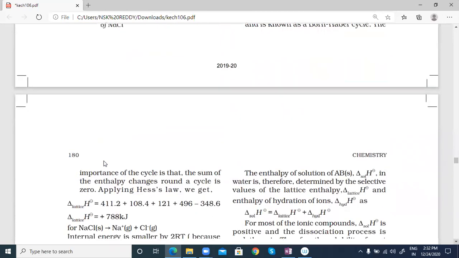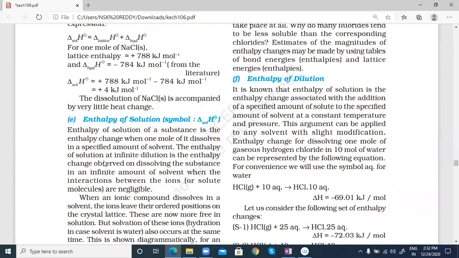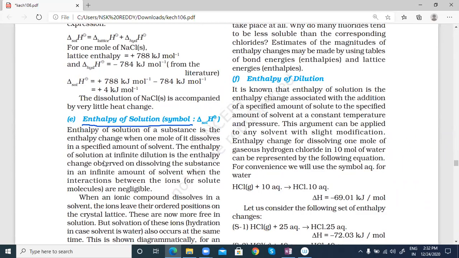So lattice energy you can take as homework. Fine. Next, enthalpy of solution we will discuss. Enthalpy of solution and enthalpy of dilution, both we will discuss. Write enthalpy of solution.